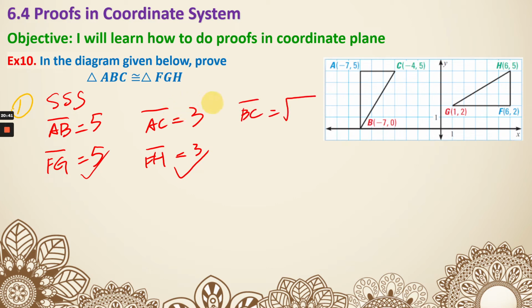That actually, after solving, is going to be square root of 34. Then you can find it's the same for GH. After solving, that is also going to be square root of 34. So they're all the same. You can use SSS. And here's a second way you can show they are congruent.